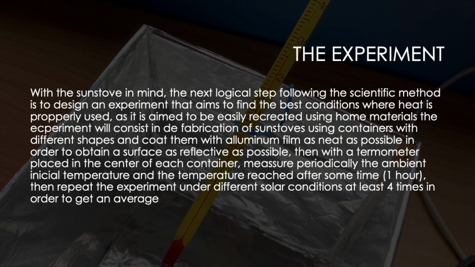Then, with a thermometer placed in the center of each container, measure periodically the initial ambient temperature and the temperature reached after some time, 1 hour. Then repeat the experiment under different solar conditions at least 4 times in order to get an average, and see which are the conditions where the heat of sunlight is best optimized.